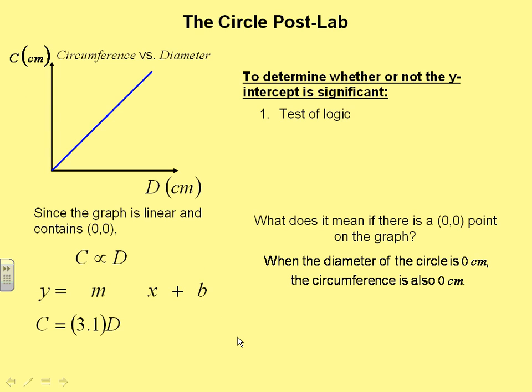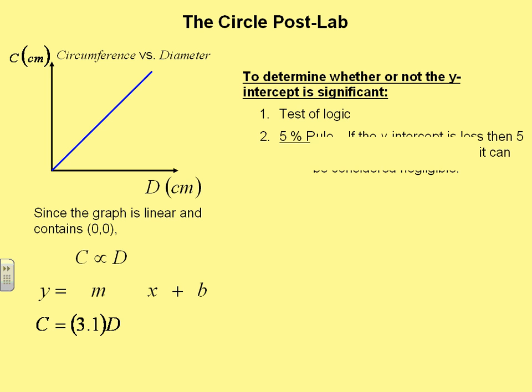Now that makes good logical sense. And if you have a teeny, teeny, tiny, no diameter circle, then you have to have a no circumference circle as well. So logically, we shouldn't have a y-intercept. However, we did get one from LoggerPro, and that shows that we have a little bit of error. Now, the question then is that error so big that we need to keep it? Or can we just say, you know what, close enough, let's just call it 0?